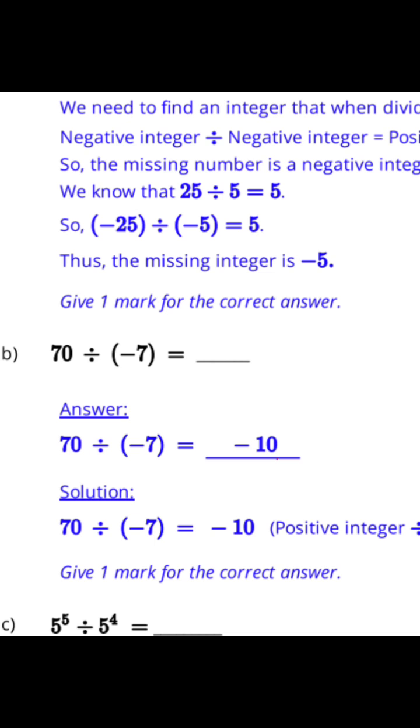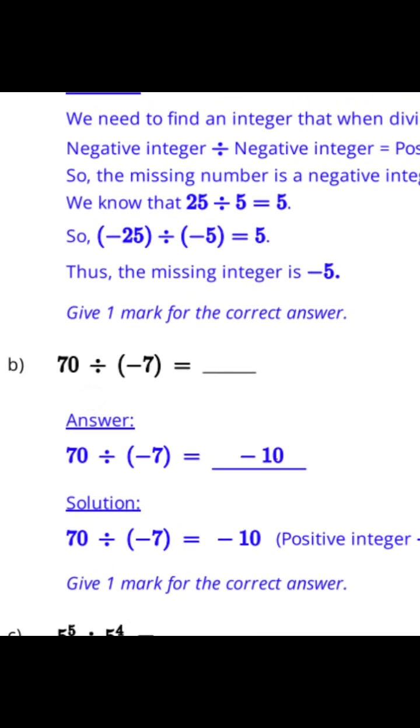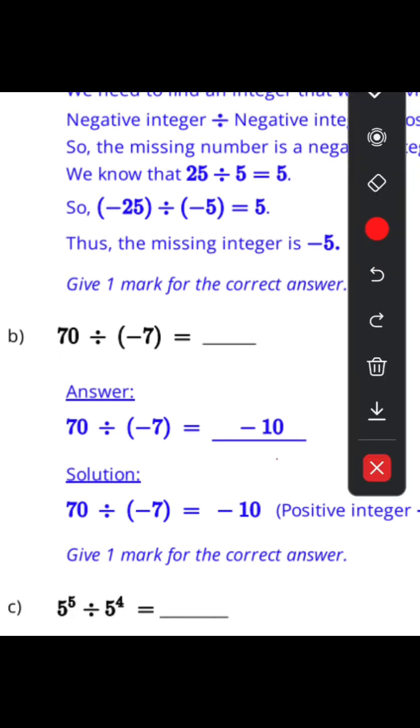Again the next question is 70 divided by minus 7. Here 70 is a positive integer and minus 7 is a negative integer. So our answer is a negative integer. When a positive integer is divided by a negative integer, meaning both have different signs, our answer is always negative. So 7 tens are 70, so our answer is 10. But having a negative sign, our answer is minus 10.